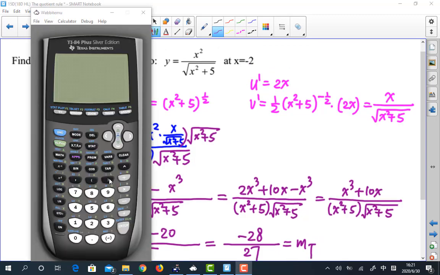Let's go over the skills on the graphing calculator to see if we can get the same answer using technology. So we need to go to Math 8. The first box, let's put x in. The second box should be x squared divided by the square root of x squared plus 5 at x equals negative 2. So press enter. Let's look at if negative 28 divided by 27 is the same value. That means my algebraic work is correct.